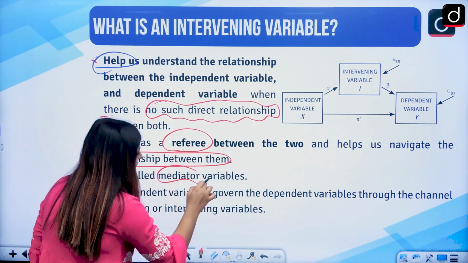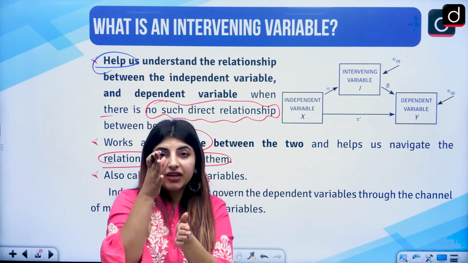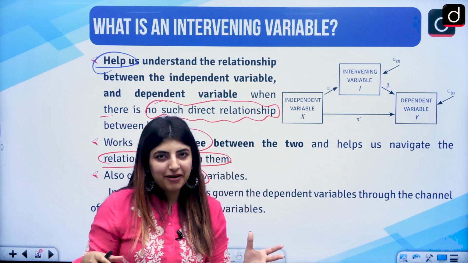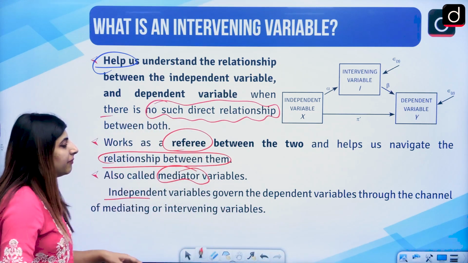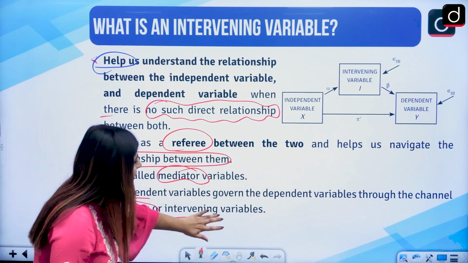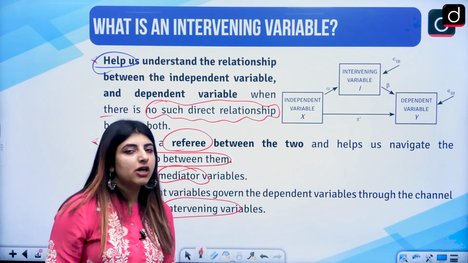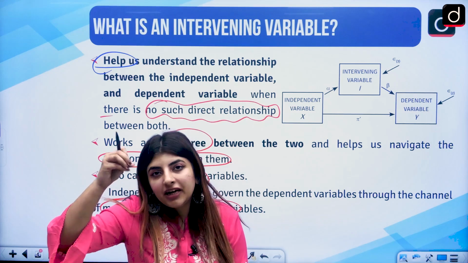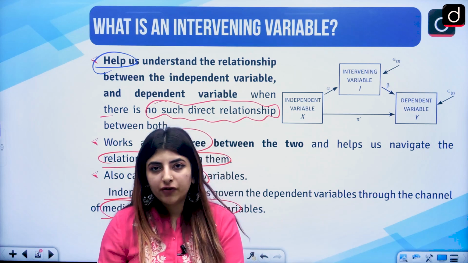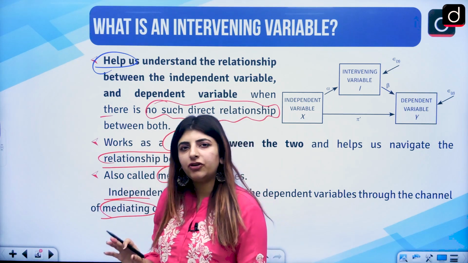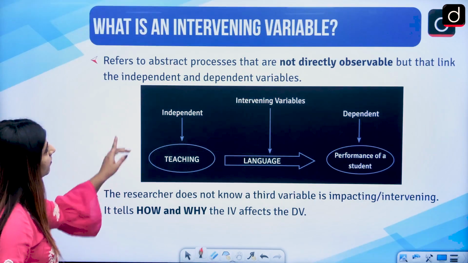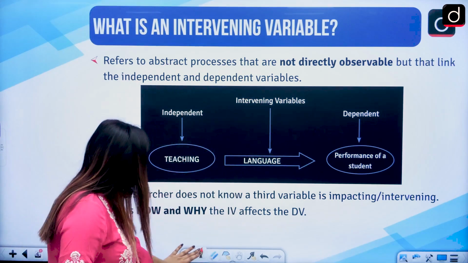That is why they are also known as mediator variables, because they come in between these two major variables, that is the independent variable and the dependent variable. Independent variables govern the dependent variables through the channel of mediating or intervening variables. Sometimes you won't know that the changes you are making in your independent variable are also being affected by other variables, correct? But with the course of time in your research, you will be able to identify these types of variables. Now, I will give you a simple example here.